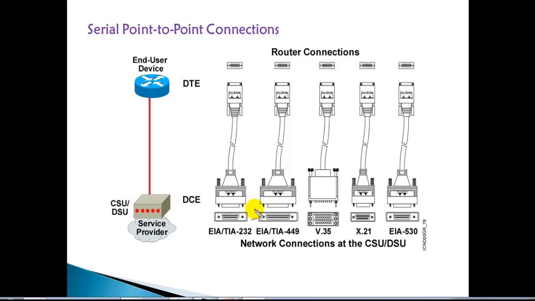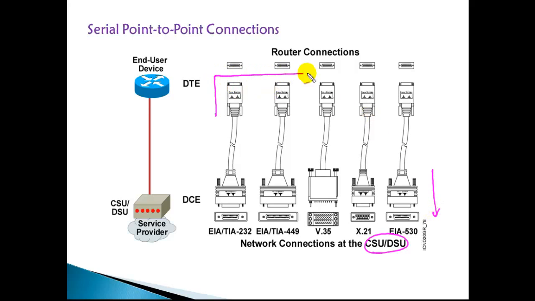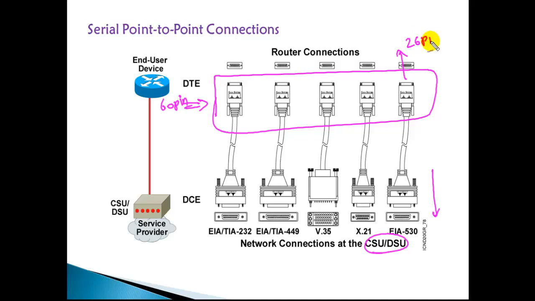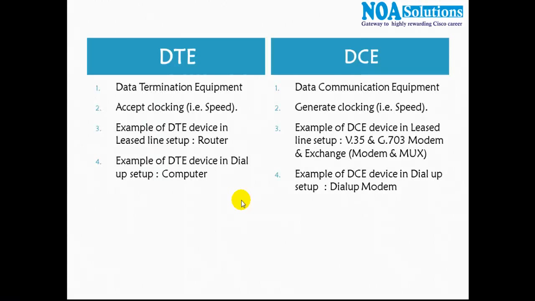And depending upon the kind of modem you're using, on the CSU, DSU, you have different types of converters. But this end will be connecting on the router, and this end will be either a 60-pin connector, the one which we use, or it can be a 26-pin connector. And the other end of the cable depends upon the different modem types, the CSU device, CU device kind of thing. Now the next thing we need to understand, in this setup we've got two different kinds of devices. We have DTE and DCE.